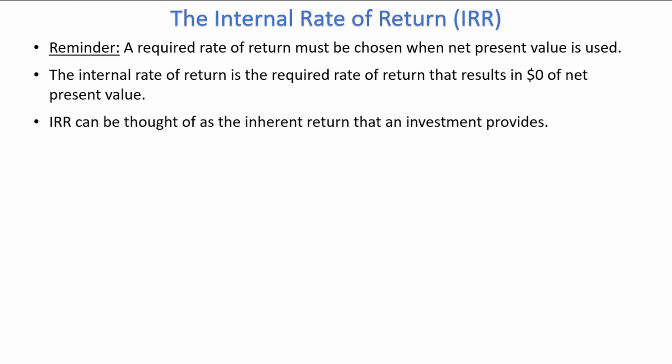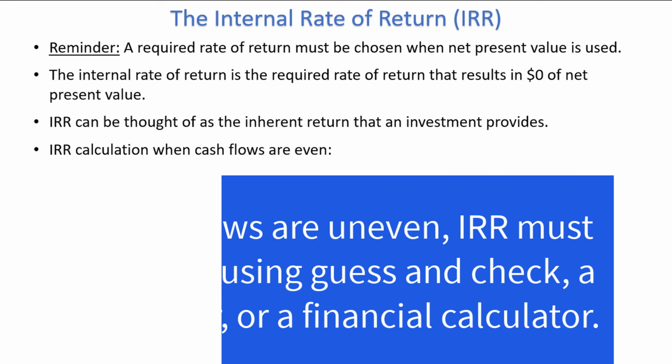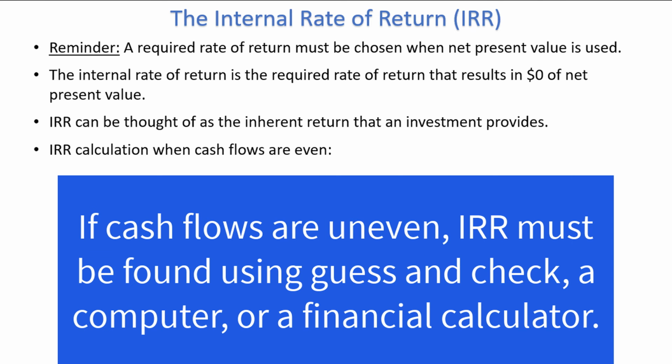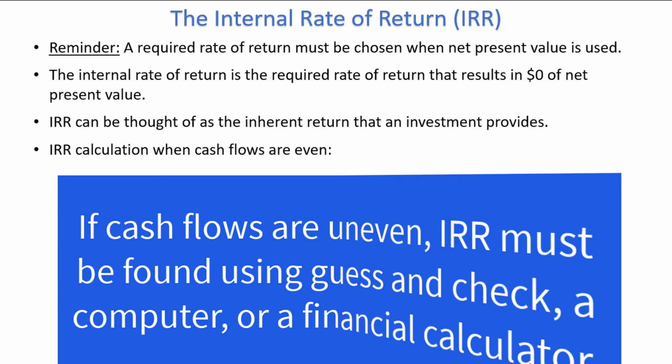The calculation of IRR is probably the most involved of the capital budgeting methods that we've looked at so far, and we only consider the case when cash flows are even. If cash flows are uneven, meaning a different amount of cash is earned in each year, then IRR will need to be calculated using either the guess and check method or using a computer or financial calculator.